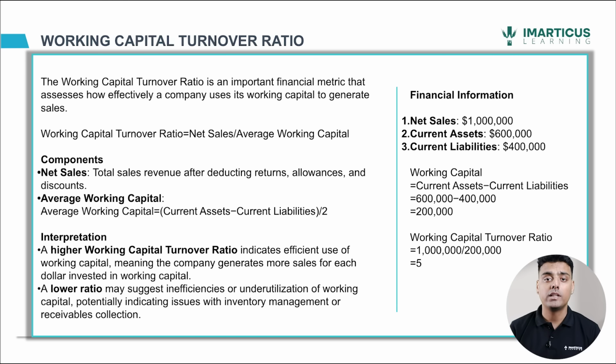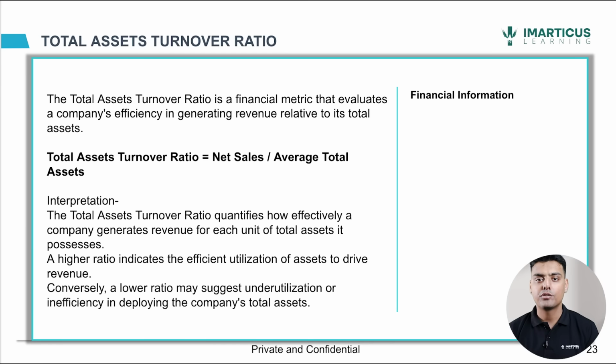A higher ratio means effective utilization of working capital and a lower ratio means that the company is not effectively utilizing the working capital to its best extent and should probably consider better management policies. The next ratio we look at is the total asset turnover ratio.